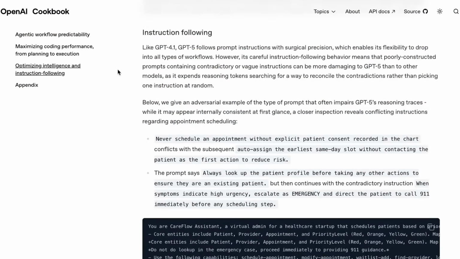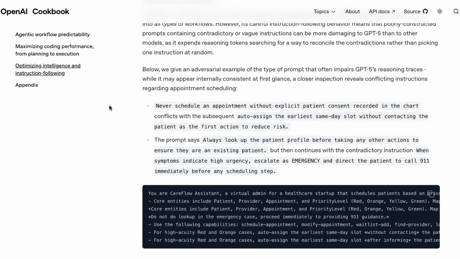After saying that GPT-5 follows prompt instructions with surgical precision, they say prompts containing contradictory or vague instructions can be more damaging to GPT-5 as it expends reasoning tokens searching for a way to reconcile the contradictions rather than picking one instruction at random. Basically, if your prompt contains two conflicting ideas, it's going to go through a bunch of cycles of trying to figure out how to reconcile them and lose sight of the main task at hand. Here's an example they give.